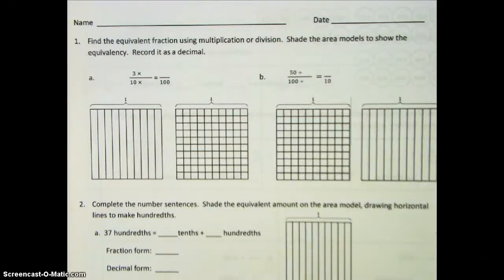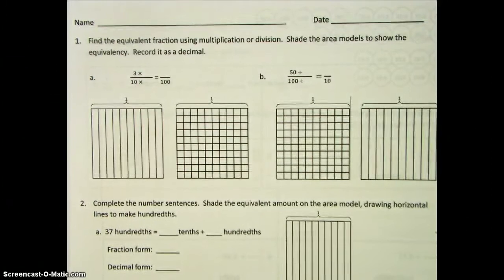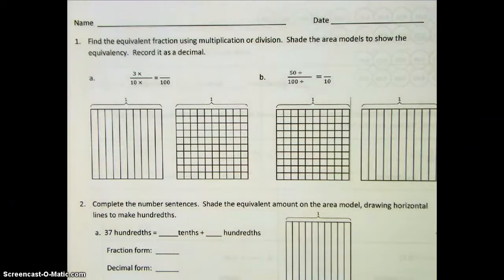Okay, today we're going to be working with equivalents of tenths and hundredths using the area model and some number disks. So we're going to start off here with number 1. We've done practice with equivalent fractions, so this should be some good review. We're going to find the equivalent fraction using multiplication or division, and then shade the area models to show the equivalency, and then record it as a decimal.